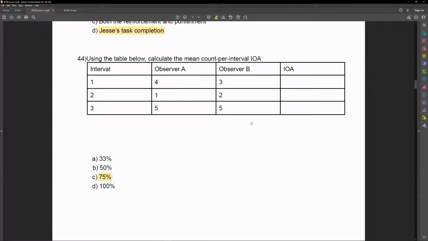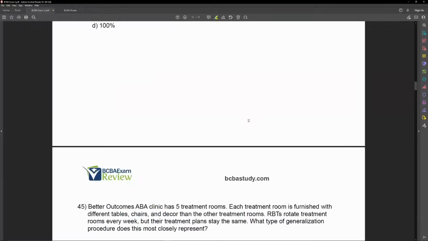Again, once you know total count IOA, finding the mean count per interval and exact count per interval become a lot easier because it's right in the name what you're doing. That being said, our answer to 44 is going to be 75%. We simply found our percentages for each, added those up, divided by 3, found the average.